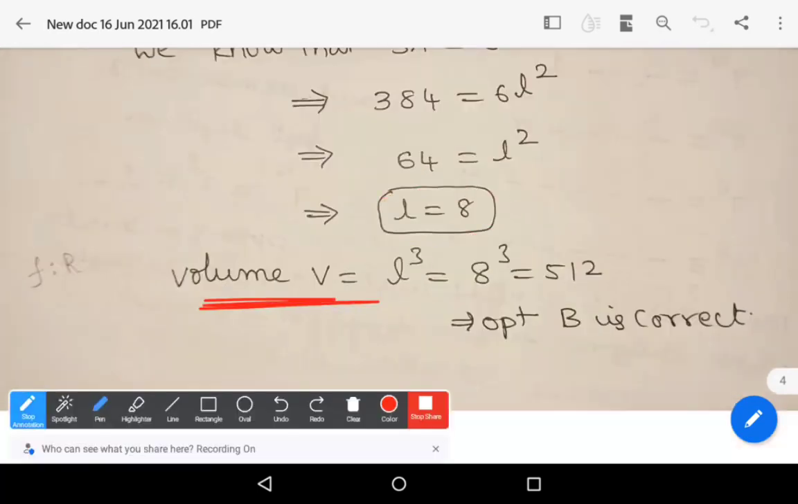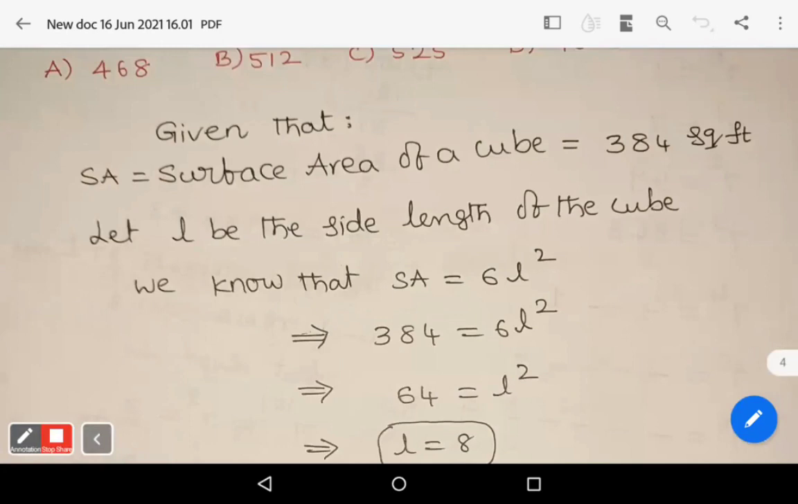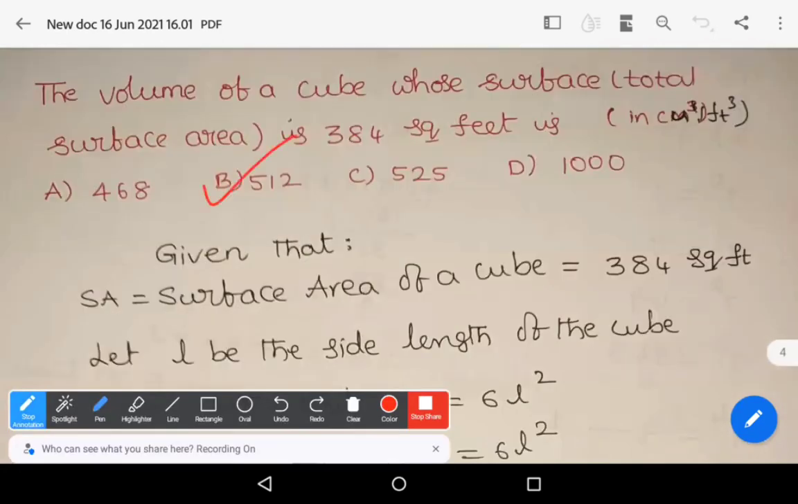Volume of the cube is equal to L cube. It is equal to 8 cube, which is 512 cubic feet. Option B is the correct option.